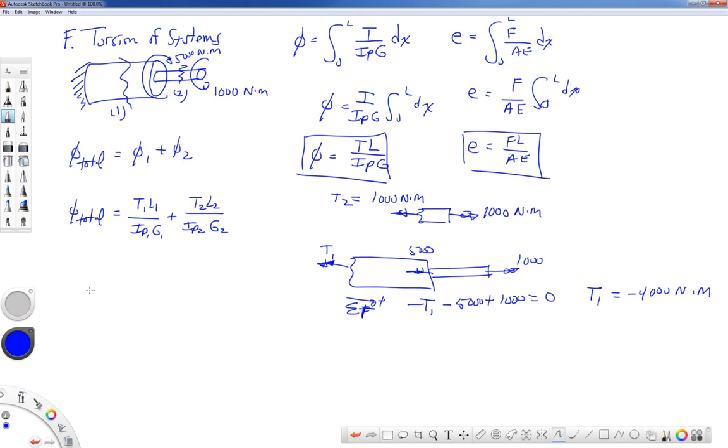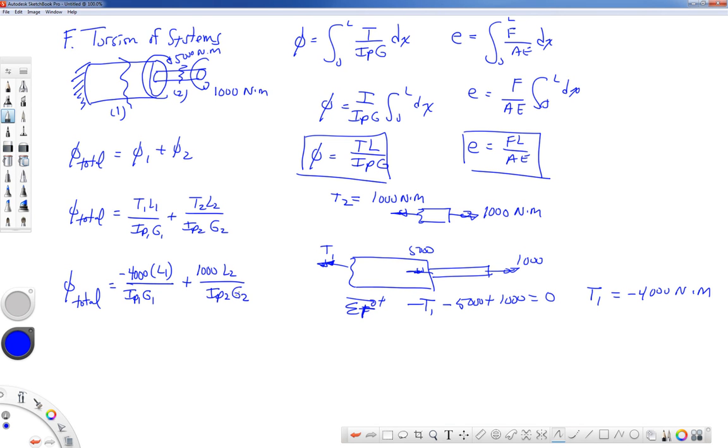To put this into my deformation equation, I would take that sign and just bring it right in. I have minus 4,000 Newton meters times the length of bar 1 divided by I sub P1 and G1, plus T2, which is 1,000 Newton meters times L2 over I sub P2 G2.